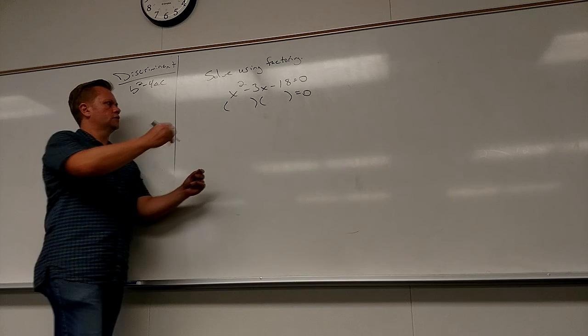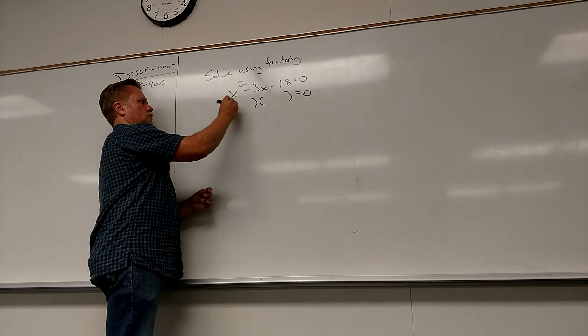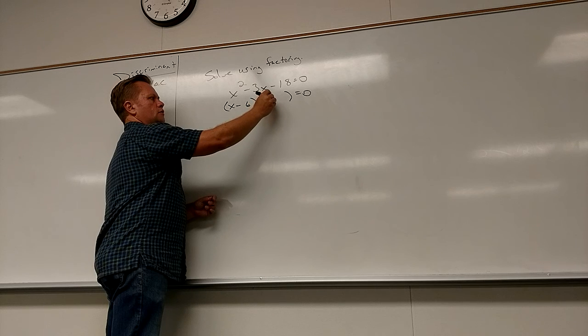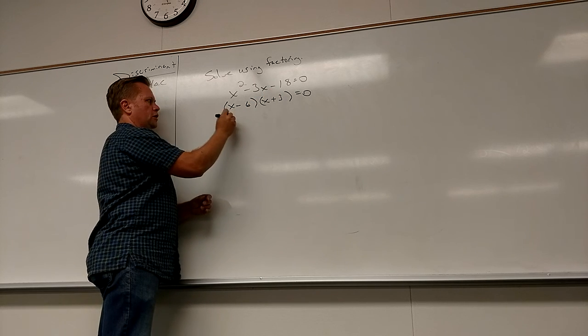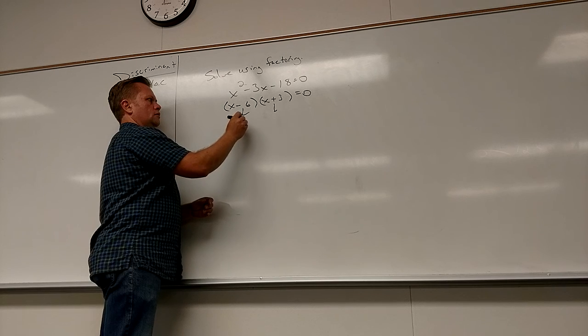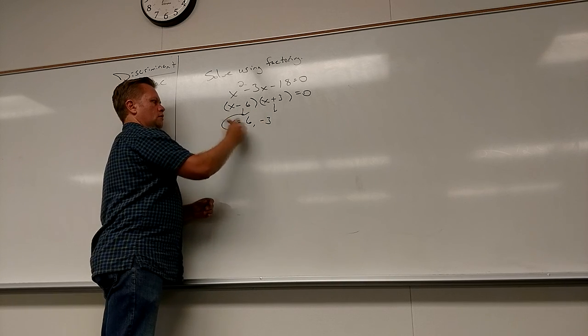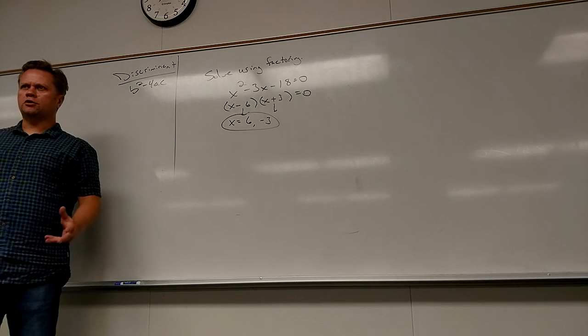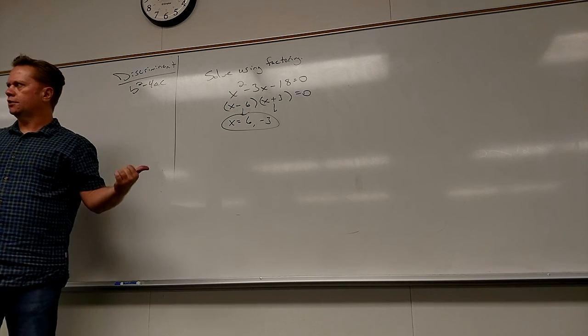How do you factor this? X minus 6? X plus 3, so you get what you answered. Alright, so you're all waiting for the twist or the trick or whatever. No trick, there it is. That's how you do it.